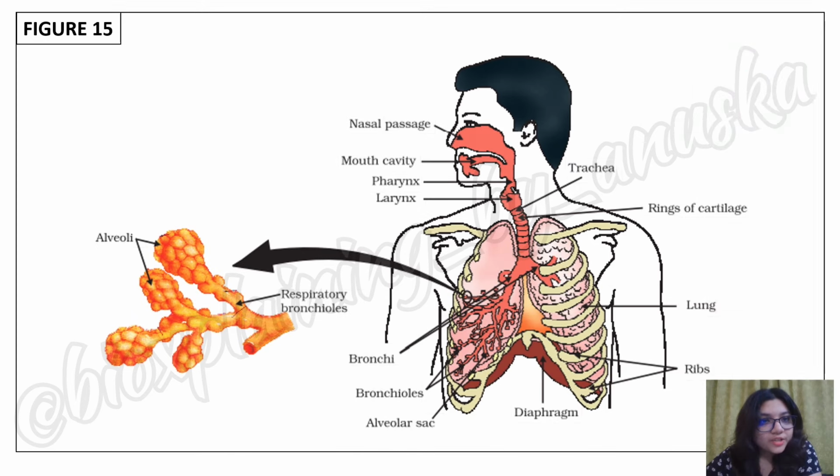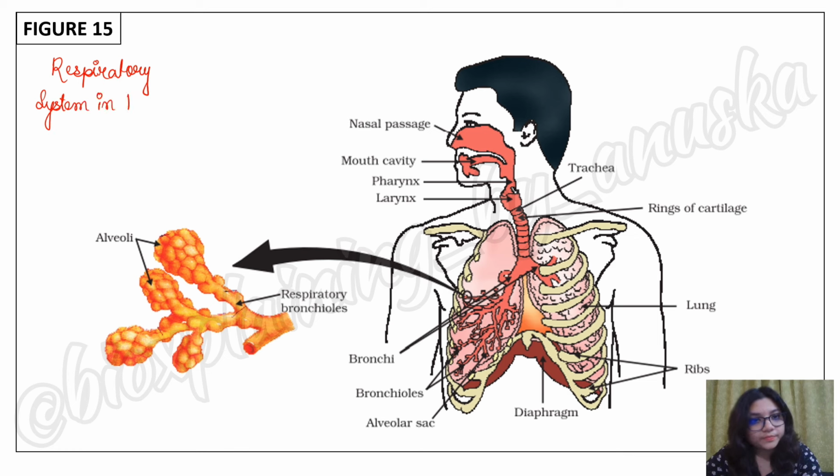Okay, so what is this showing us? This is showing us the respiratory system in humans. So part 1 is the nasal passage. What is the role of the nasal passage? The inhaled air, that is oxygen-rich air, is taken in via the nasal passage.